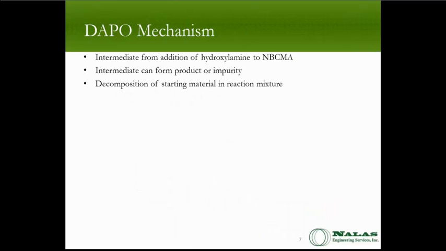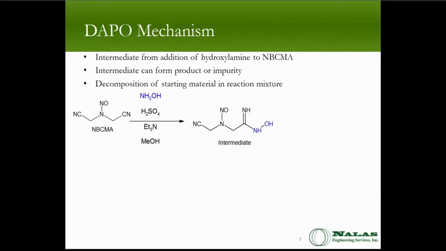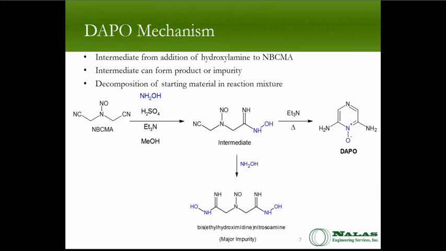The mechanism of the reaction was key to developing the DynoChem model, and we determined the mechanism to DAPO to be the following. When hydroxylamine is added once to NBCMA, an intermediate is formed. When this intermediate is treated with triethylamine and the reaction is warmed, the intermediate cyclizes to DAPO. However, if another hydroxylamine adds to the other side of the intermediate, the impurity is formed and cannot be reverted back to the intermediate. Once the impurity is formed, we are losing yield to DAPO.